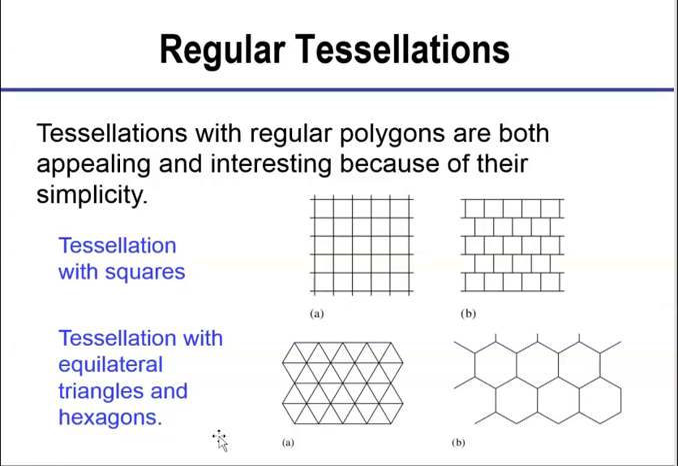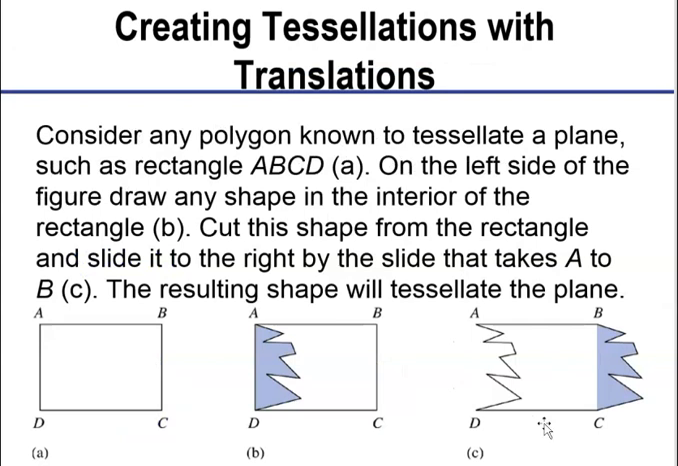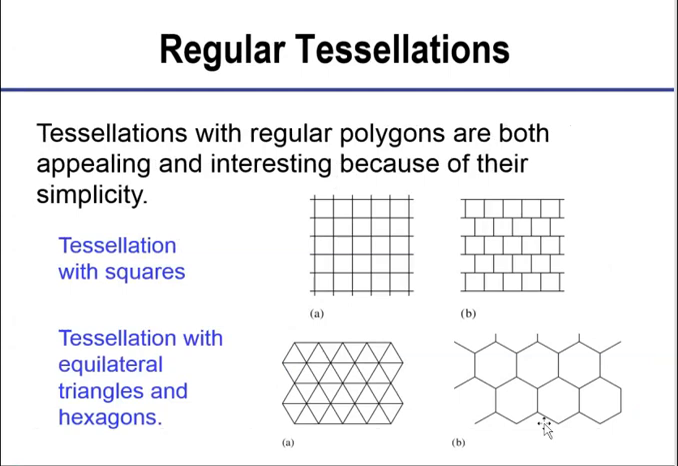So you can have tessellations with squares. Plenty of you have seen square tiles on the floor. You could also, this almost looks like a brick design, and then you could have tessellations with equilateral triangles. Notice how they all fit together nicely, and it works with hexagons as well. I know you've seen tilings with hexagons before. Well, you can create your own, turns out, and it's a really neat thing to do. Consider any polygon known to tessellate a plane. So again, you can consider any of these for now because we know that they tessellate planes.